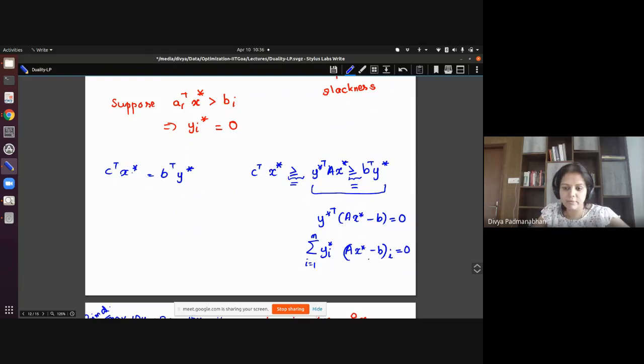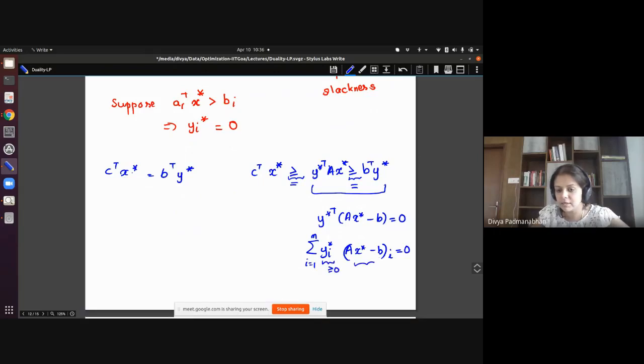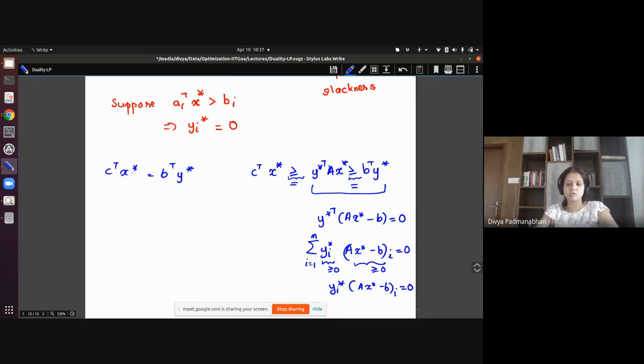And now since x star is feasible and y star is feasible for the dual, this is greater than or equal to 0, and this part is also greater than or equal to 0. So it turned out that y star times AX star minus b, the ith term, each of these terms in the summation is also 0. Now another thing is you can do the same thing for this side inequality. In fact, we used that result in the problem, but I didn't explicitly mention it, so I thought it's useful to state it out.